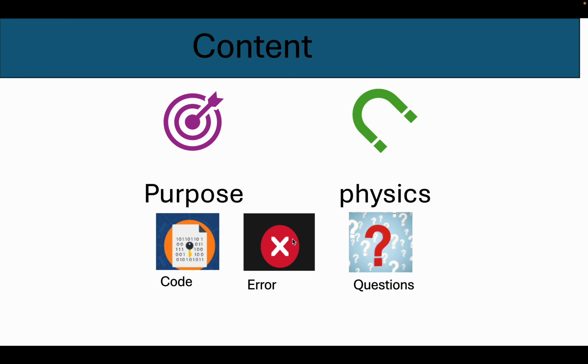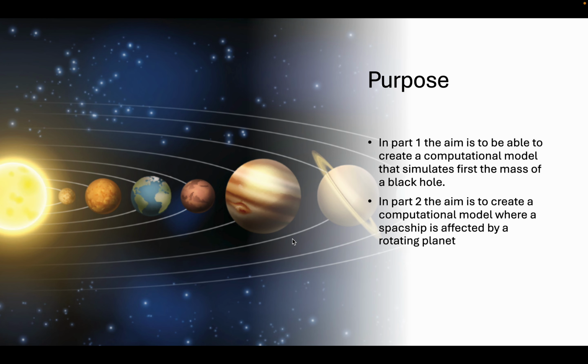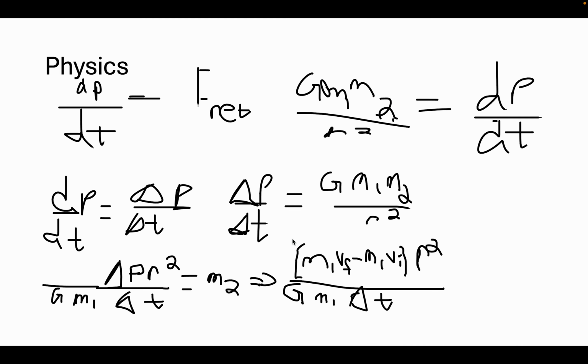The content of this lab report includes the purpose, the physics behind it, the code, error, and any questions that may arise. Purpose: in part 1, the aim is to create a computational model that simulates the mass of the black hole, and then in part 2, we're creating a computational model where a spaceship is affected by a solar system, basically, with a planet and the moon.